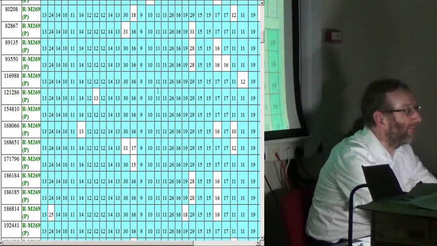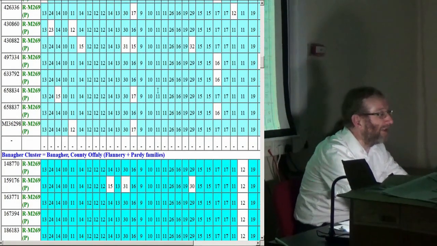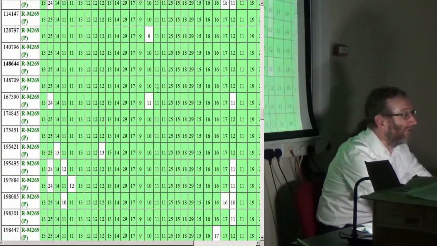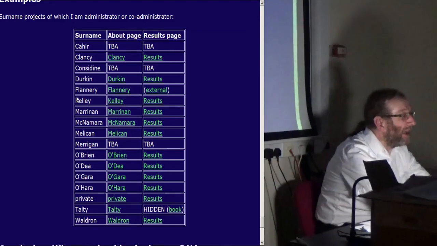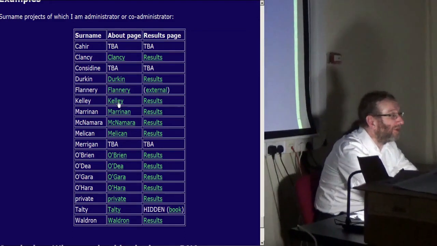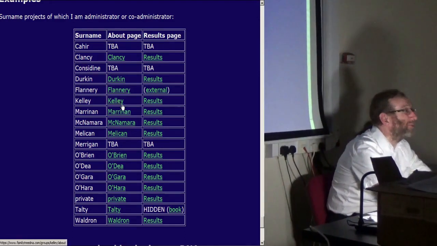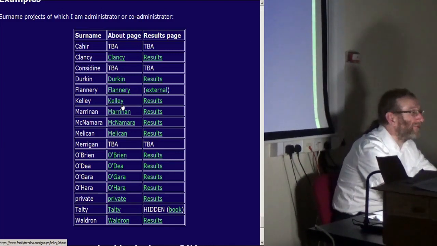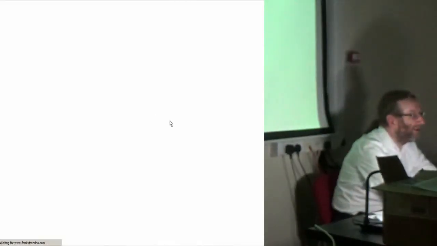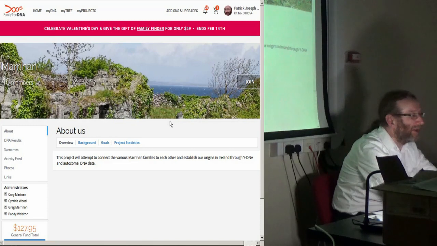Quite a lot, and it's the same general principle of laying out the STR markers, but some differences. Kelly is a very common surname. They have a good project. For some reason the main spelling is Kelly with an extra E, not the way we spell it in Ireland. Marnan, I showed you a Marnan man's results earlier. I should just be clicking on the results pages here.